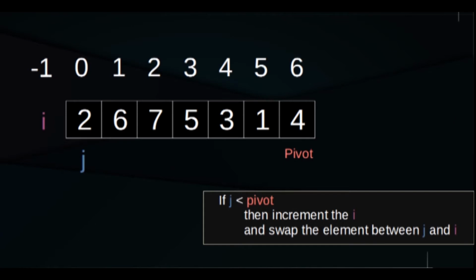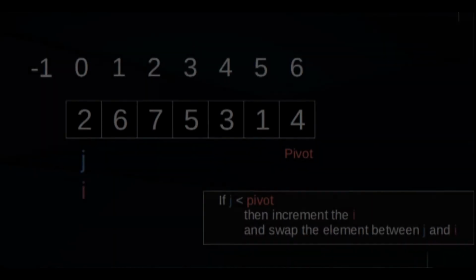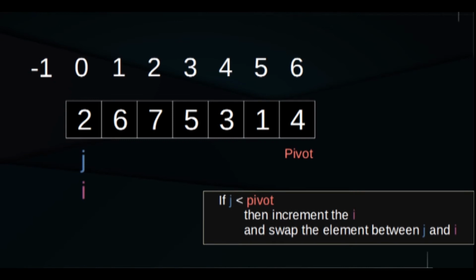We will put the I pointer at the -1 position in the array, and we put the j pointer at the 0 position in the array. We want to check if the j pointer is smaller than the pivot. If yes, then increment the I pointer and swap the elements between j and I. In here, the j pointer is actually smaller than the pivot. That's why we're going to increment the I to the 0th position. However, because the j is still in the 0th position, there will be no change made to the array.